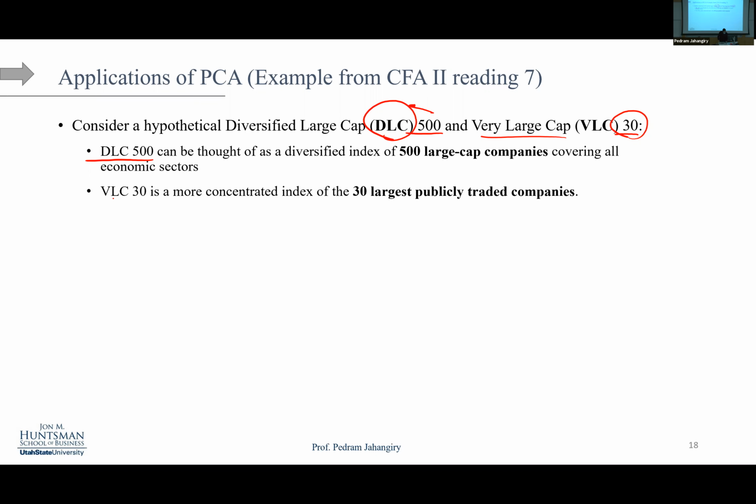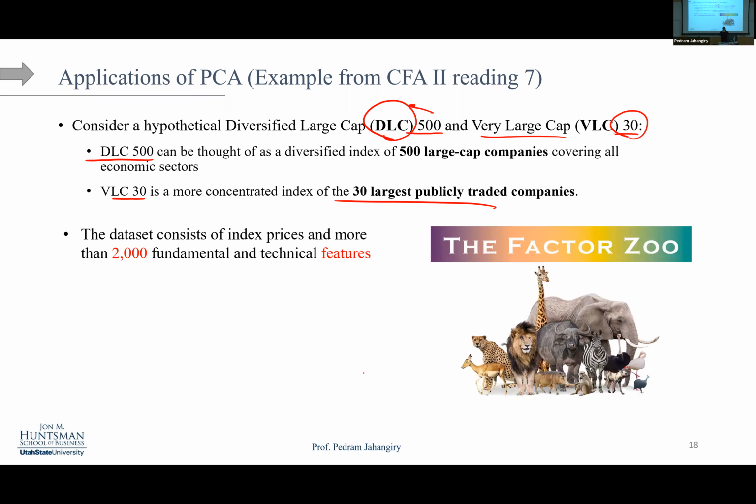Okay, so our DLC 500 can be thought of as a diversified index of 500 large cap companies, and VLC 30 as the 30 largest publicly traded companies, right? So these are the 2 portfolios that we have. And the data set consists of these index prices and more than 2,000 fundamental and technical features.